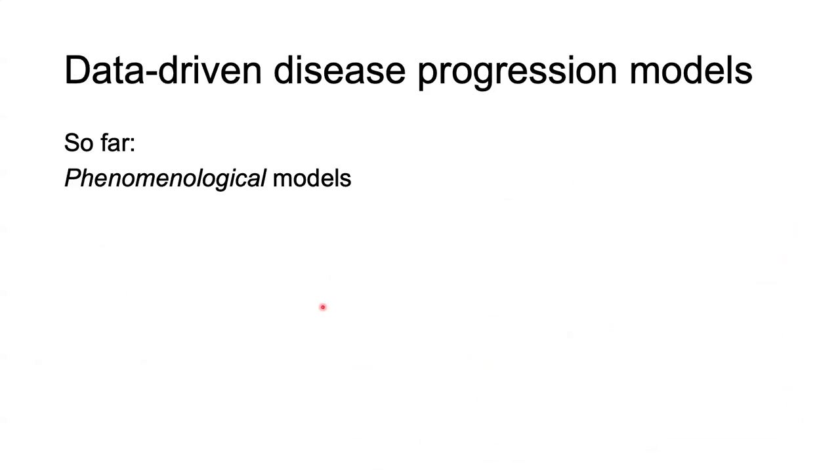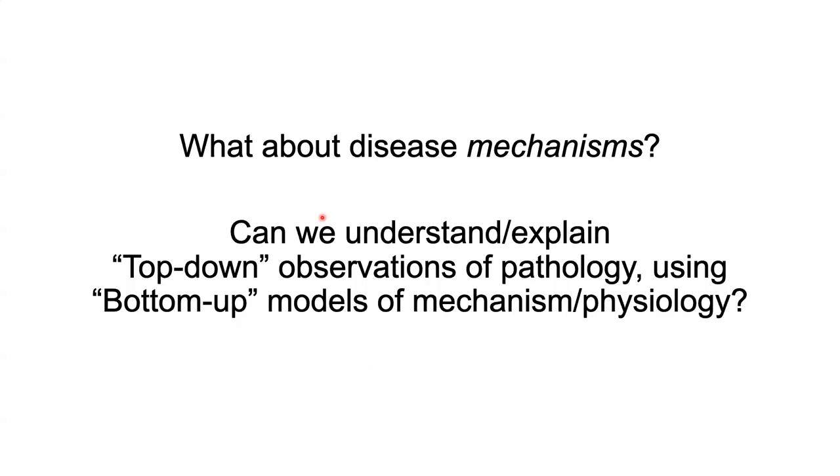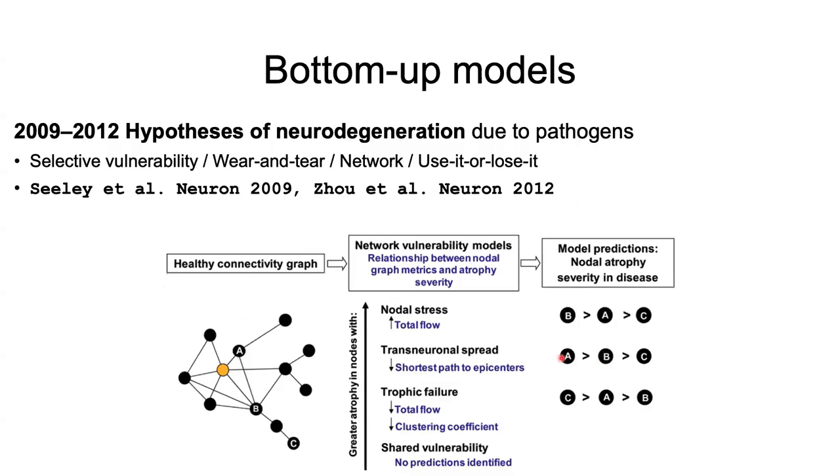So that's a whirlwind tour of data-driven disease progression models, but really I've only touched on the phenomenological models, the top-down models, where you have a biomarker or a set of biomarkers, whether that's an imaging biomarker or others, and you can plug that into some disease progression model that can give you a time axis and a disease signature. But what about disease mechanisms? Can we understand or explain these top-down observations of pathology using some bottom-up models of mechanism and physiology? I've posed this as a question because it's not a solved problem, that's for sure.